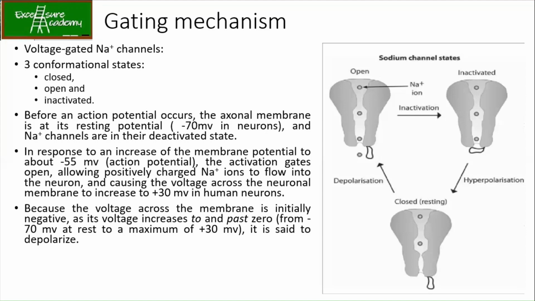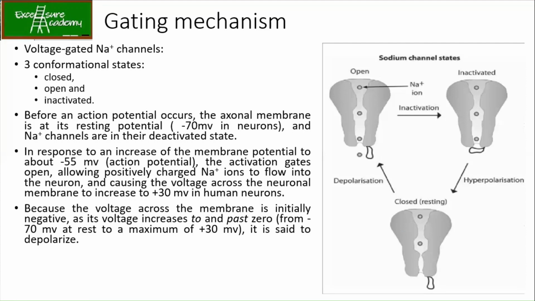So that resulted in the opening of the sodium channel. Conformational change means opening of the sodium channel. Now when it got open, Na plus ions were able to come in. So what happened? Now from minus 70 to minus 55, it has become plus 30, because so many positive ions have come inside. Now because the voltage across the membrane is initially negative, as its voltage increases to and past zero, it is said to be depolarized. You have to understand this point, that from minus 70 when the membrane potential becomes plus 30, it is said to be depolarized.